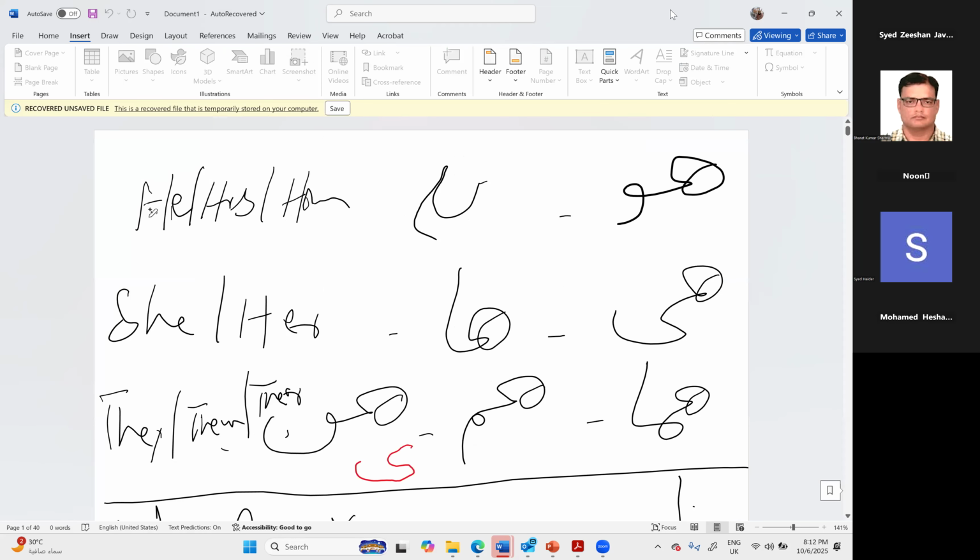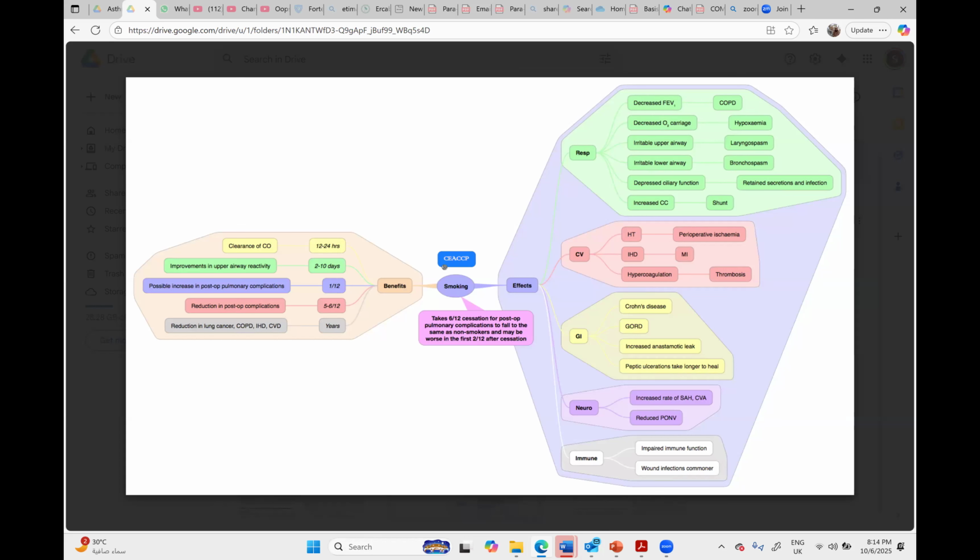This is how you will explain. And usually this is the chart which you should be knowing. If you stop smoking for 12 to 24 hours, what will be the effects? FEV1 is decreased, oxygen carriage is decreased, and there is an irritable upper airway and lower airway. Ciliary function, as you said, leads to stasis and infection, and there is increased closing capacity, so there is shunt. Also hypertension and ischemic heart disease. This is what you should be knowing.